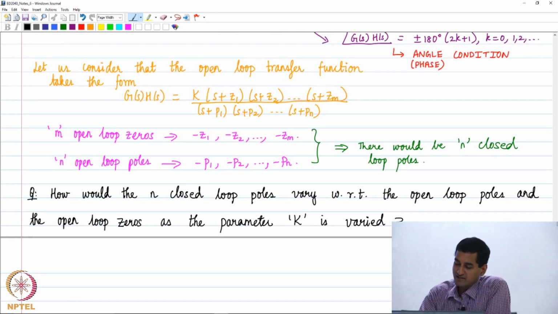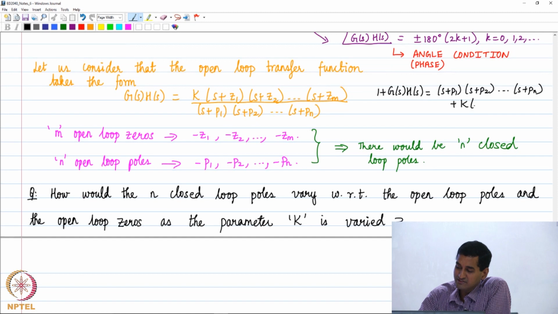To answer that question, let's go here. What will 1 plus G(s)H(s) be here? It will be 1 plus this, so I'll have s plus p1. The denominator remains the same, but we are evaluating the numerator. So the closed loop characteristic equation will be this. Of course, you divide by (s plus p1) times (s plus pn), which you take to the other side, and it becomes 0. Essentially, if you solve this, you are solving this.